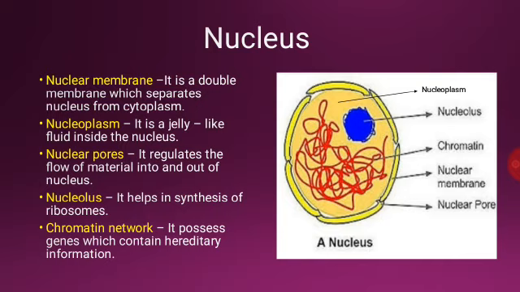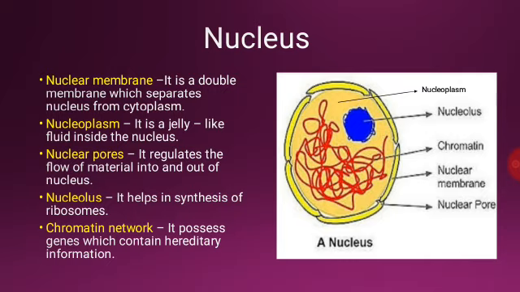Now, one of the most important structure of the cell is nucleus. It is located at the center of the cell. Let us study the structure of nucleus. Look at this picture. Nucleus is surrounded by two separate membranes called nuclear membrane or nuclear envelope. It separates the nucleus from cytoplasm.